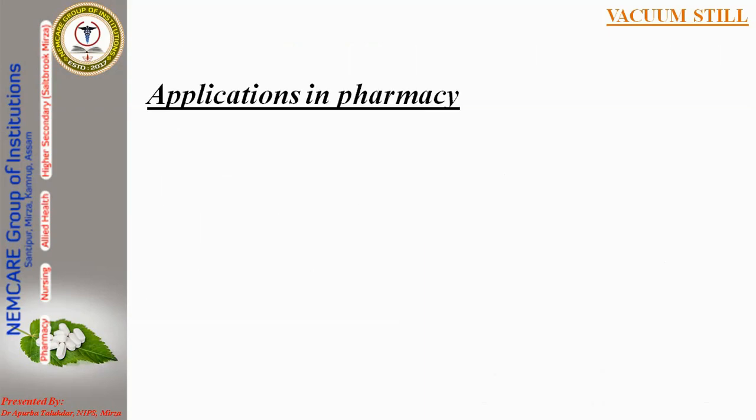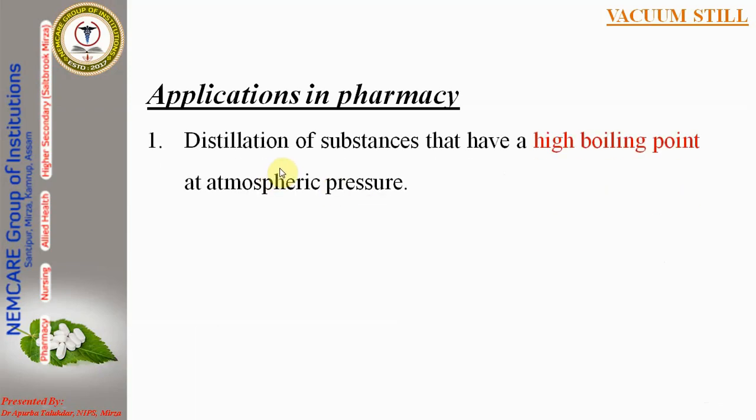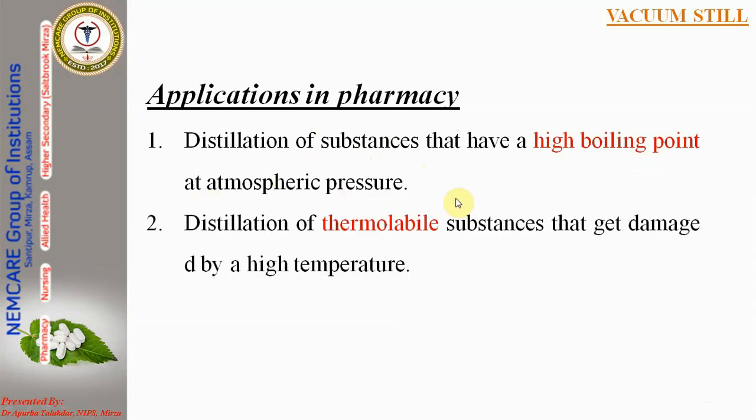Coming to the application of the vacuum still in pharmacy. This is used for the distillation of substances that have a high boiling point at atmospheric pressure. Some liquids have a very high boiling point, so that kind of liquid will need so much heat to start boiling. So that liquid can be distilled at a lower boiling point when we reduce the pressure, or create a vacuum.